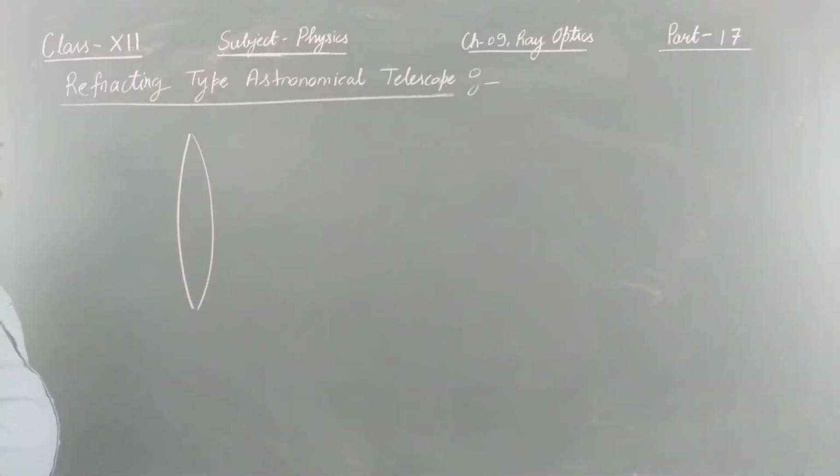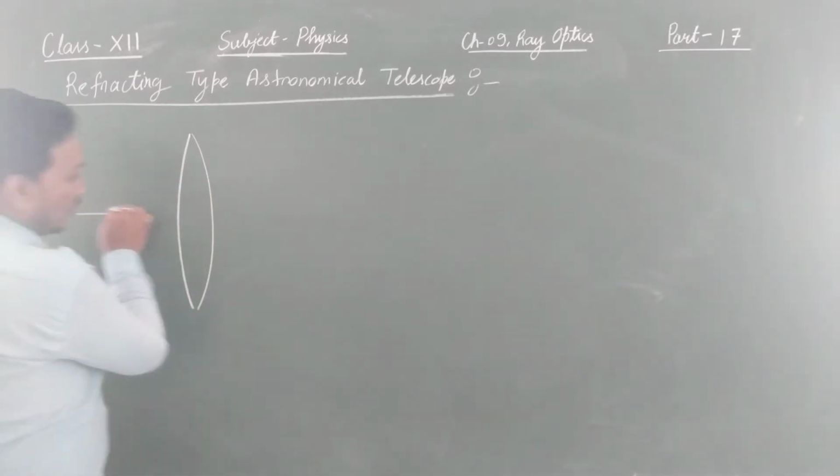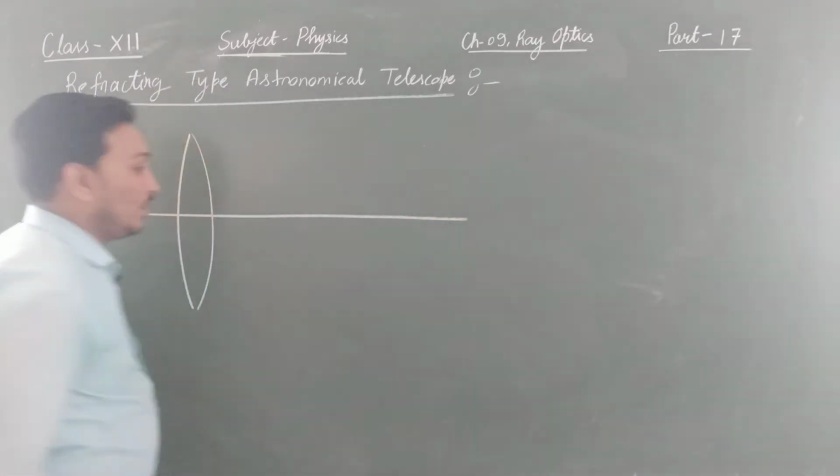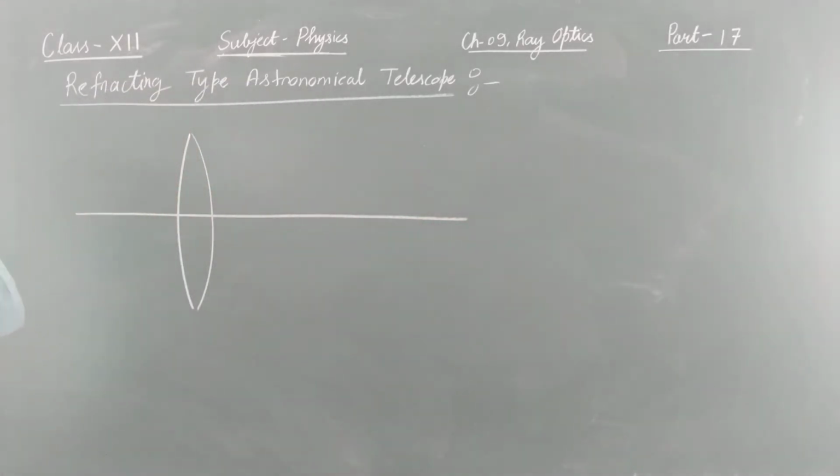The objective has to be of larger aperture, and the eyepiece is going to be a smaller one. We'll make it later on. Again, two cases are there. The first case is when the final image is formed at D.